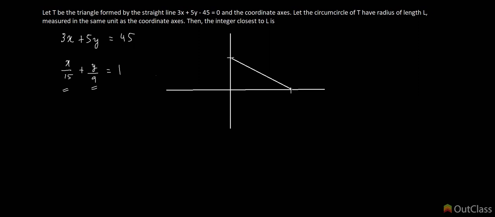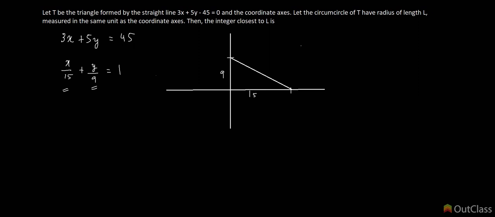Now this is a right angle triangle. That means the hypotenuse of the right triangle is going to be the diameter of the circumcircle. What we need is the closest integer to the radius. So this diameter is the hypotenuse, 9 and 15.